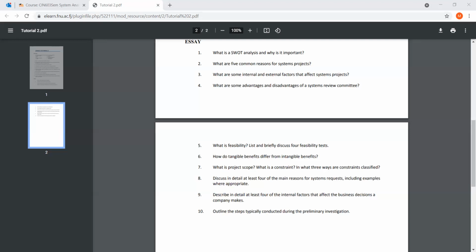Fourth point. SWOT analysis evaluates the business environment in a detailed manner to make strategic decisions.